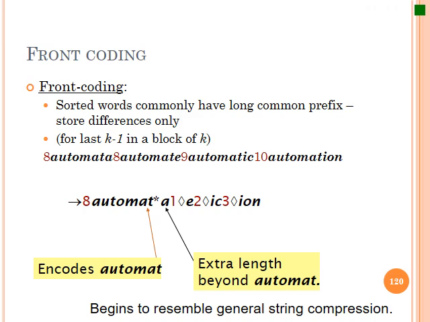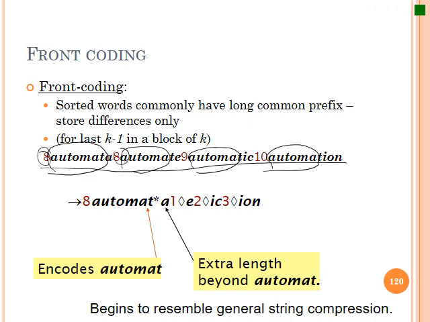For example, look at this one. Suppose in your dictionary, you have these 4 terms: automata, automate, automatic, and automation. So if you put them into your long string, where each string contains a length, and then you put them into the one block, but actually these things share the same prefix automat up to here. So why do you want to waste the space to store these things here? There's no point doing that.